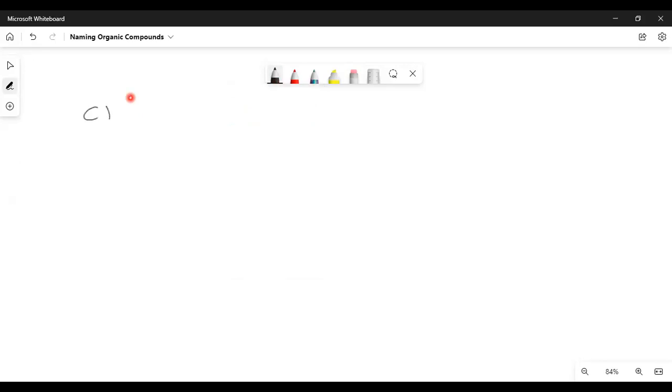Next, let's try this. And this time I'm going to play a small trick with you. I'd like to see whether you can spot the longest chain correctly or not. If you spot the chain correctly, you'll come up with a different name. If you spot a chain incorrectly, of course, you're going to end up with an incorrect name. Go ahead.